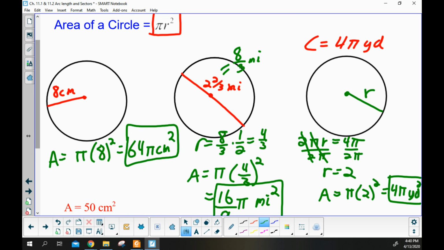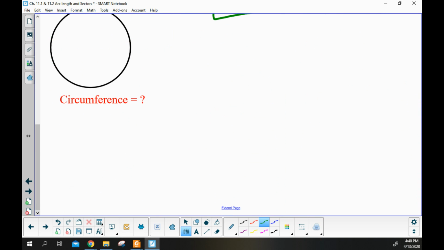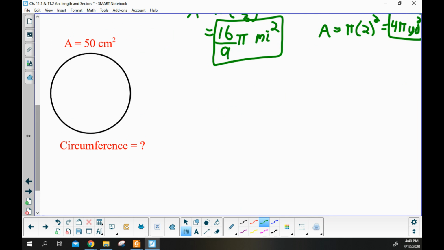So yeah, even though the circumference and the area look the same, that only works when it's 2, not any other numbers. All right. And then the last one here, I give you the area, I want the circumference. Now this one you do have to make sure your math is doing well. Area is 50 centimeters squared. So we know that 50 is equal to pi r squared. Well, we got to solve for r.